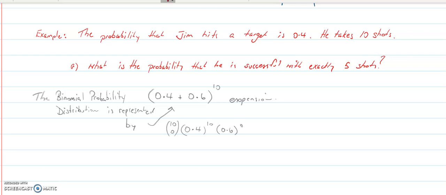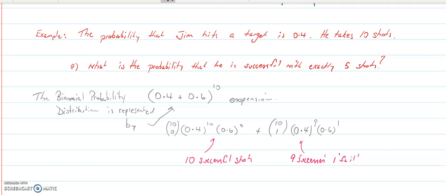Now what does that represent? That represents 10 successful shots. Gets all of them. Okay, what's the next one? Next one is 10 choose 1, 0.4 to the power of 9, 0.6 to the power of 1. What does that represent? That represents 9 successes and 1 fail. How many ways can we get that? 10 choose 1 ways, because he can miss on his first, his second, his third, or fourth. You get the idea. The full expansion gives us everything.